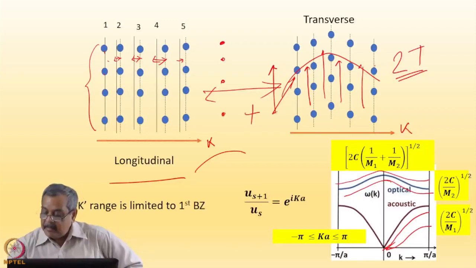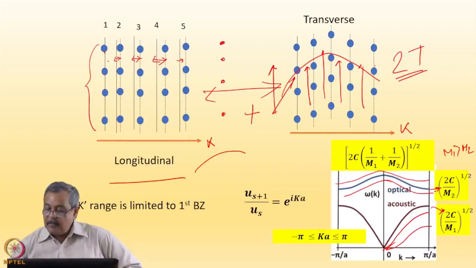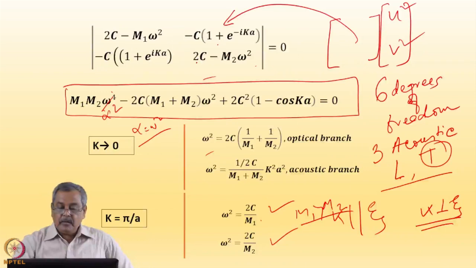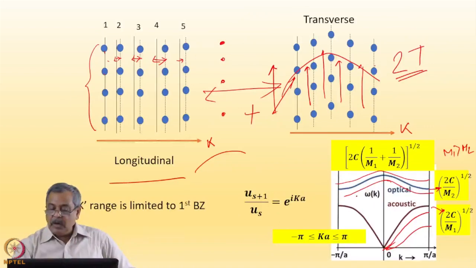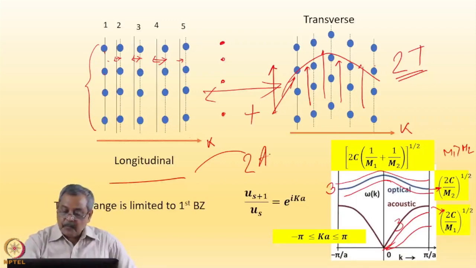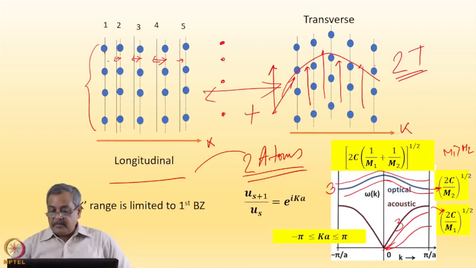You can see that at k equal to pi by a, because m1 is greater than m2, 2c by m1 is smaller than 2c by m2; this is the solution for the optical branch. But at k equal to 0, you can see this is the optical branch, and this part, because omega square is proportional to k square, omega is proportional to k, barring a constant factor, so it goes to 0. So now we have got 3 optical branches and 3 acoustic branches for 2 atoms. I hope now I am able to make you understand the displacement patterns in case of a monatomic and diatomic lattice, and this can be further generalized for any kind of lattice structure.